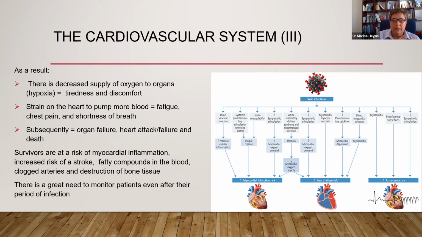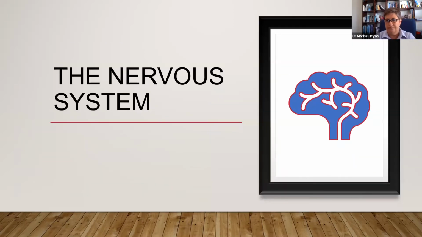What is important is that when people recover, and your heart is a major organ, so when people recover from COVID-19, they are always at risk. They can be at risk, not necessarily, but they can be at risk for myocardial inflammation. They can be at increased risk for stroke. There can be fatty compounds in the blood. Their arteries can clog. They can even have destruction of bone tissue. So there's a very important need to monitor patients even after they've recovered from the infection.